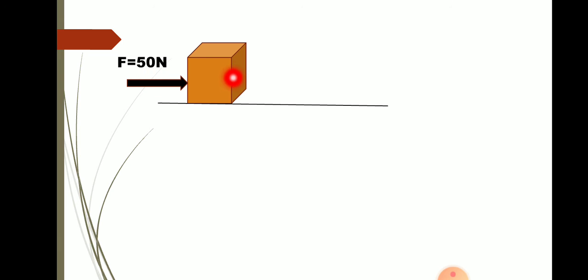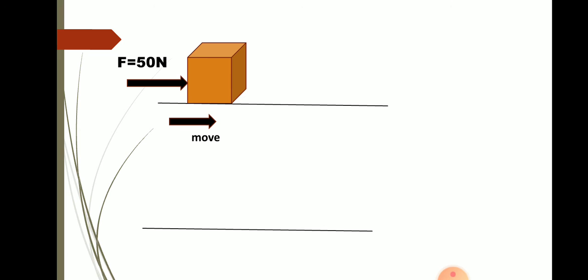So what happens? Is this object going to move? Yes. In which direction does it move? It moves in this direction. You can see, the object is going to move in this direction because the force is applied, that is 50 Newton. In this direction, the body starts moving. The body just displaces. So it moves in this direction.